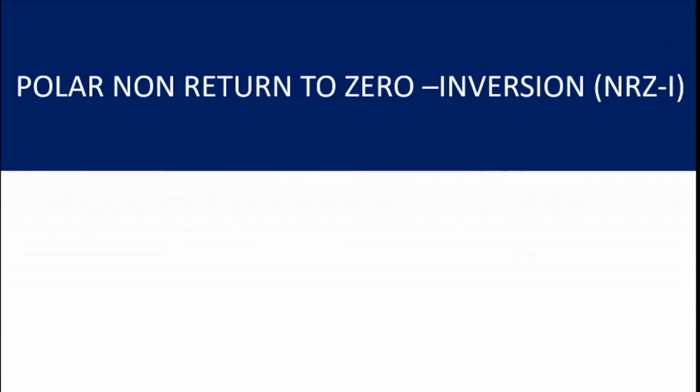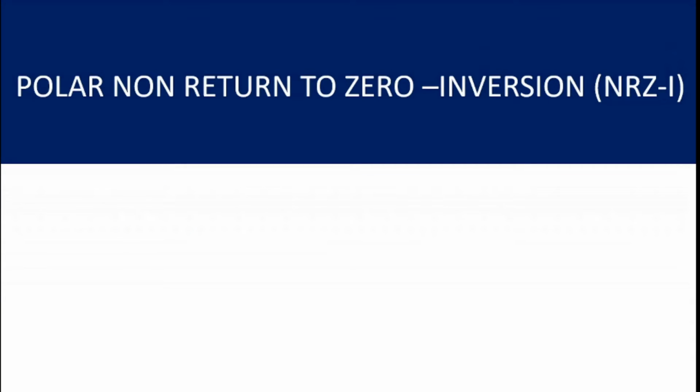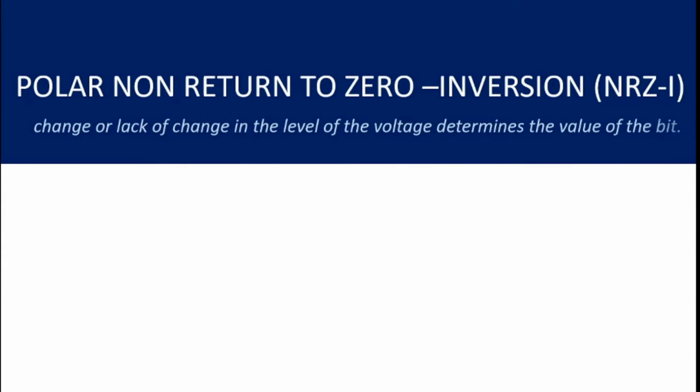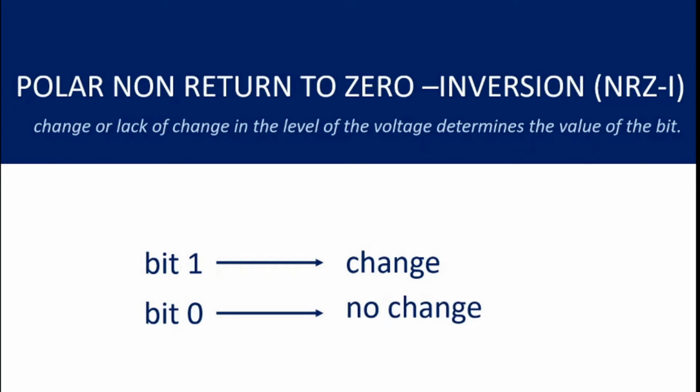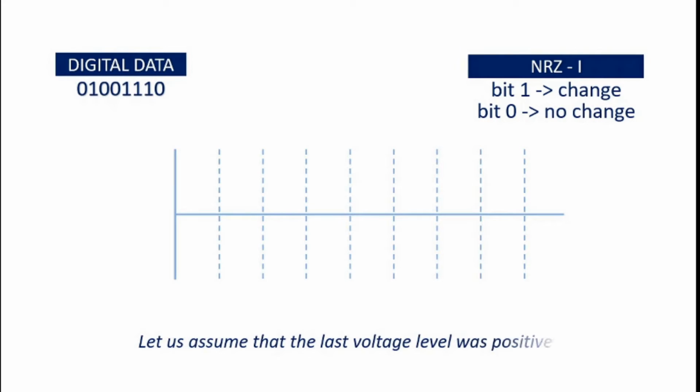Now, in case of non-return to zero inversion, also abbreviated as NRZ-I, change or lack of change in voltage level determines the value of bit. For bit 1, there will be a change in the voltage level, and for bit 0, there won't be any change in voltage level. Let us look at an example. We consider the same data as before and assume that the signal was at positive level before time 0.